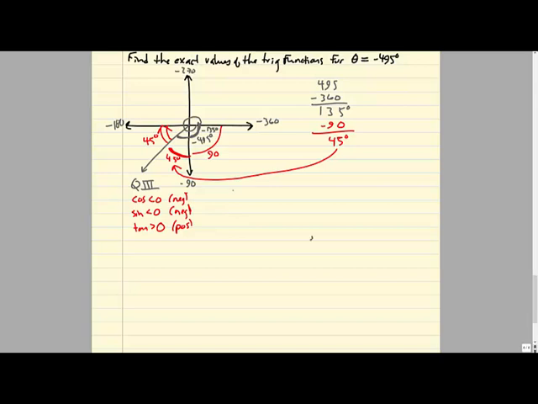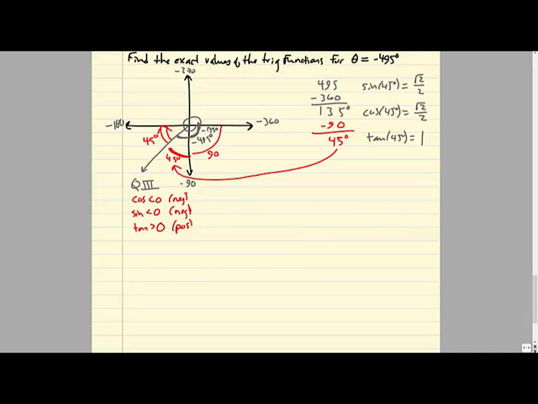So what do I know about sine of 45? I know the sine of 45 is square root of 2 over 2. I have that memorized. I also know that the cosine of 45 is the same. It's the square root of 2 over 2. And I know the tangent is the ratio of the sine over the cosine. So square root of 2 over 2 divided by itself, square root of 2 over 2, is 1.